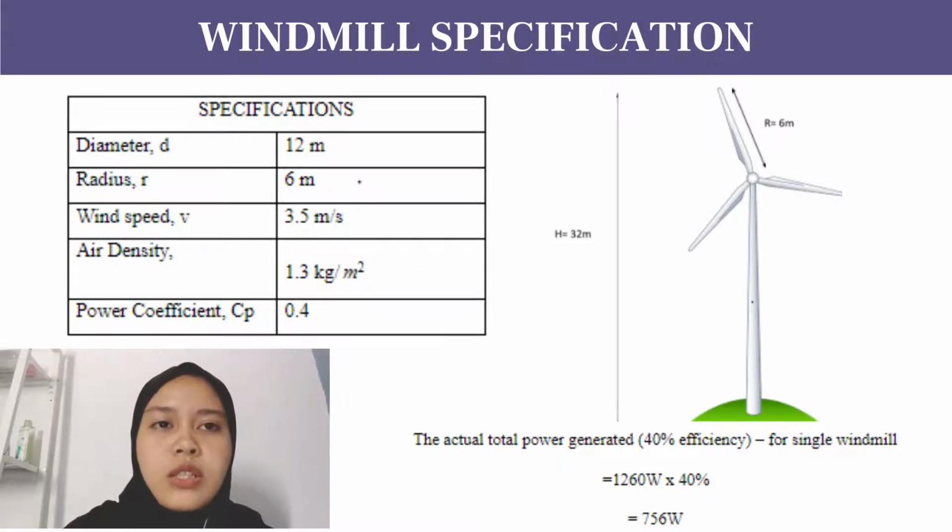Therefore, we chose 3.5 meter per second as a mean wind speed and 0.4 as the power coefficient for this project. However, the wind speed may change, whether it exceeds or is lower than the 3.5 meter per second. Referring to the calculation of the power generated, almost 40% of the energy carried by the wind can be extracted by the wind turbine. Thus, the actual total power generated is 756 watt for a single windmill.